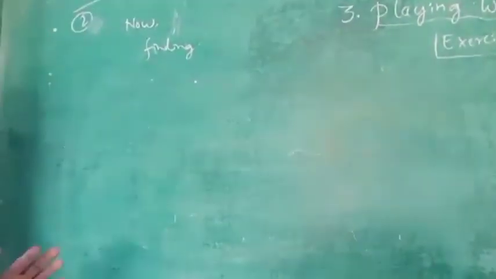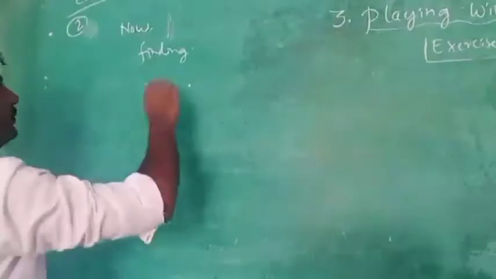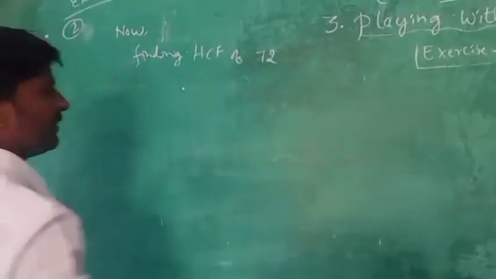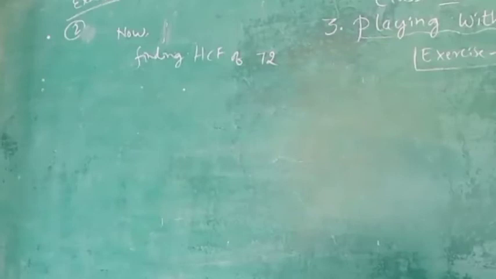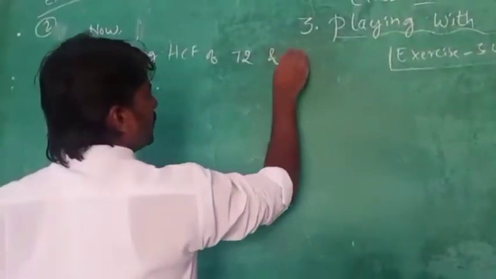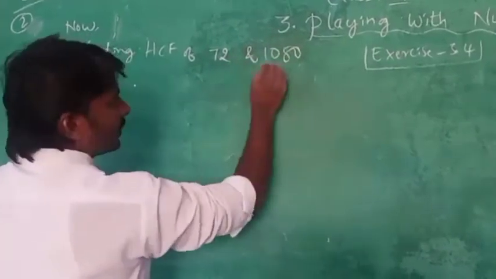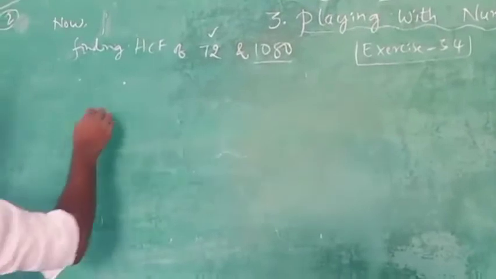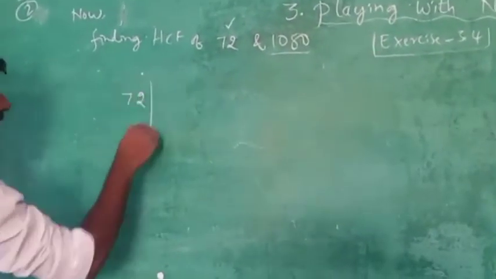Children, not completed yet. Now what to do here? Again we have to find HCF of, now 72 you got, children? 72, and the question, what is the number given there? 1080. So 72 and 1080. This is the third number in the question. This is the HCF we got in the previous step.